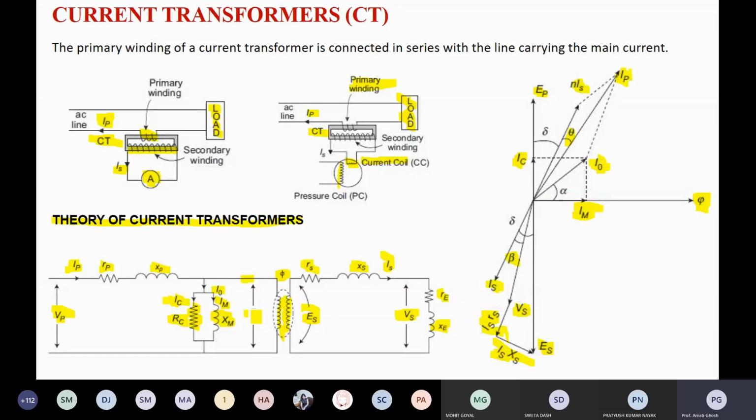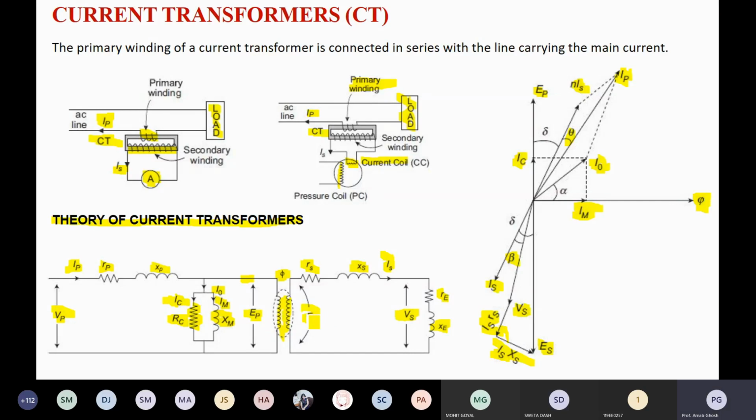Now you can see again ES and VS. Who is the cause? ES is your cause, and VS will be your effect. So definitely it will again be countering each other, but with an angle. So by the basic convention, ES and VS are nearer to the minus y-axis, and EP and VP are on the positive y-axis. That's the reason.